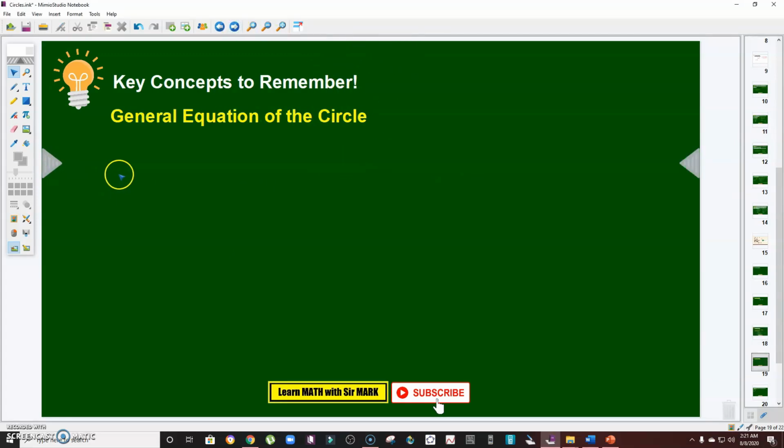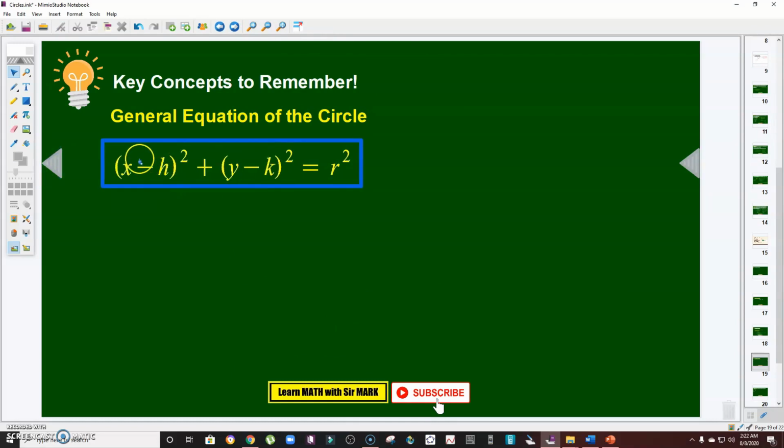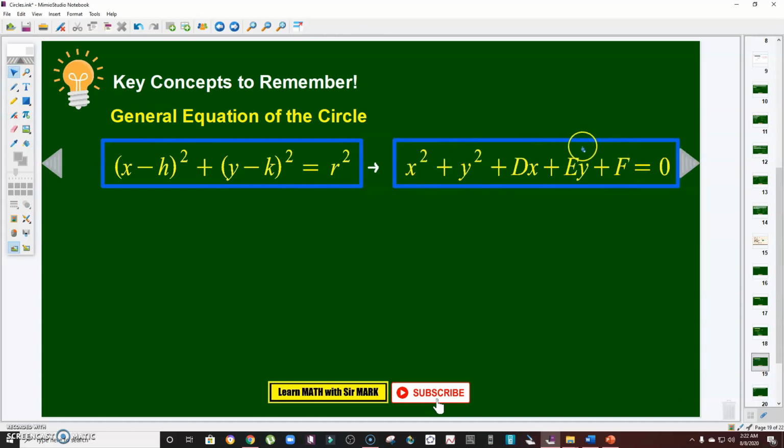Recall that in the previous video, I discussed the standard form of the circle, which is x minus h to be squared plus y minus k to be squared is equal to r squared. Now, notice if I expand these binomials by squaring them and combine with r squared, the result will be x squared plus y squared plus dx plus ey plus f equals 0.